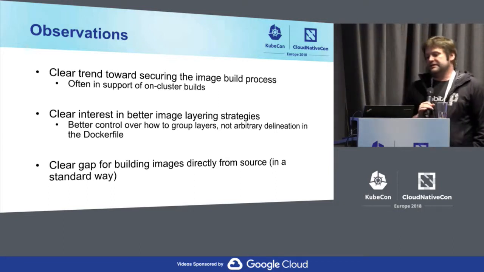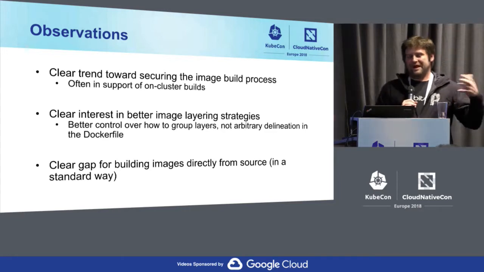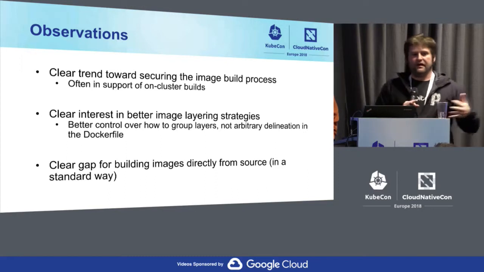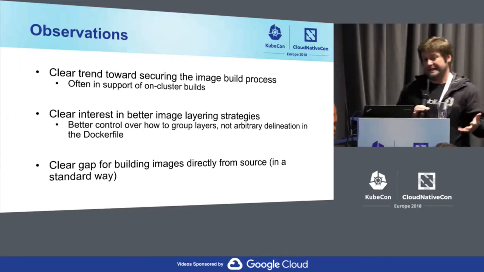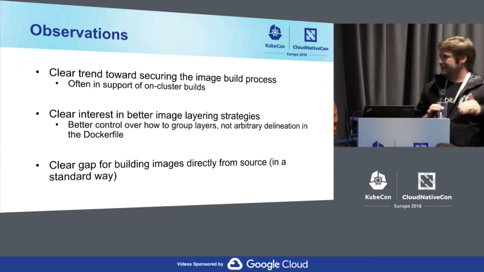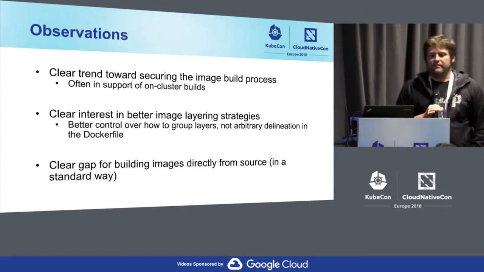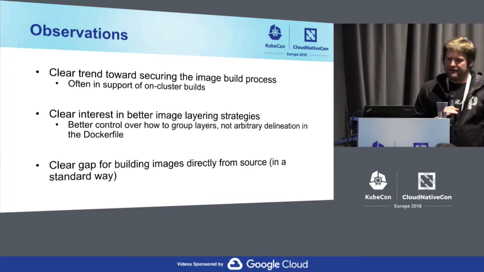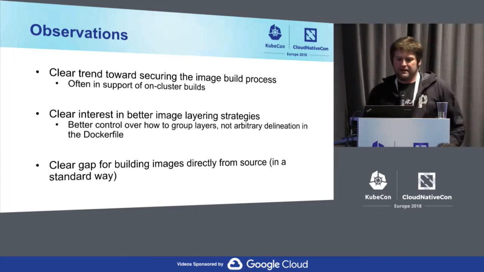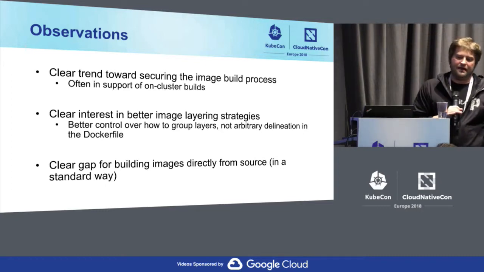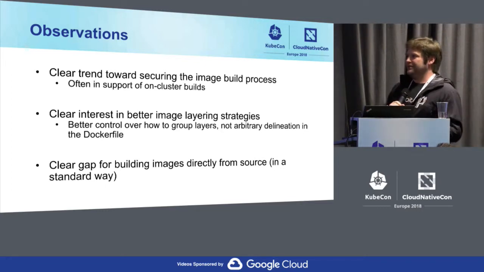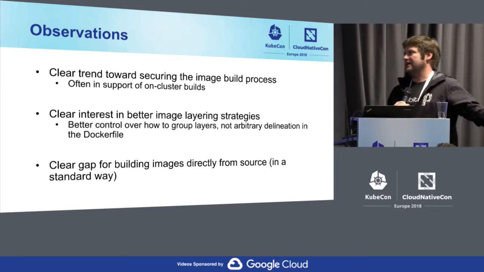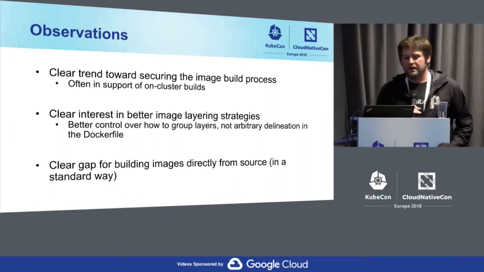There's a clear interest in trying to produce better layered images, either fewer layers or many more layers, depending on what it is you're trying to do. It's really easy to end up with redundant stuff in layers. Trying to get better control of that is definitely one of the things that's often discussed. There seems to be a lot of interest, but a clear gap in standardizing a way to do this process of taking the source and producing the image.